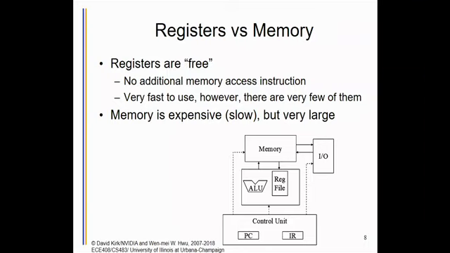Registers are very, very fast to use. However, there are very few of them. How few? Tens of thousands in each streaming multiprocessor. That's a small number, by the way. Okay, so memory is expensive, very slow, but very large. There are gigabytes of them in the storage. So think about the number of registers as Professor Hu's bank account balance, and think about memory capacity as Bill Gates' account balance. Okay, that's about right.